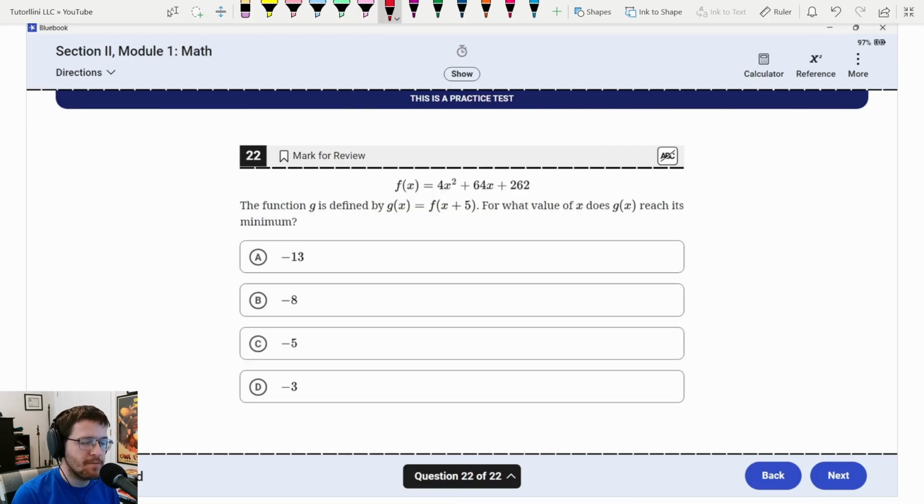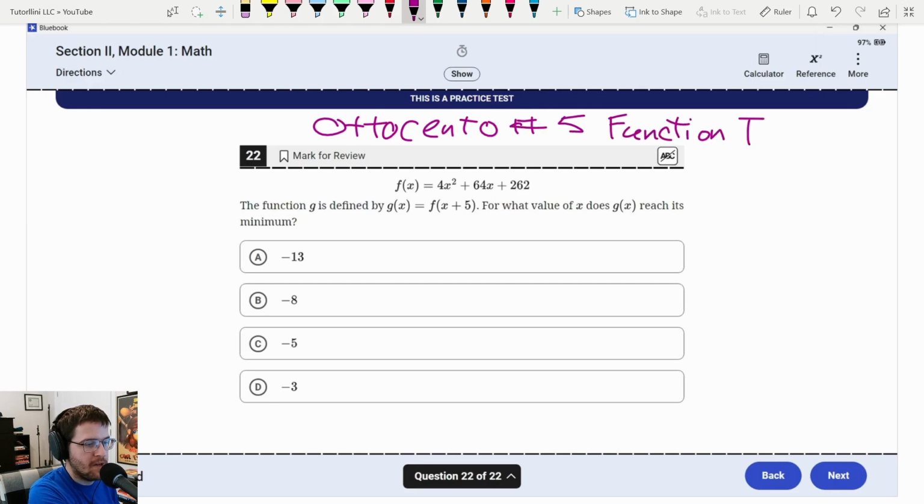Okay, question 22. I go over this a lot in my Ottocento number 13 on basic quadratics. However, you also need to know function translations, so I'll put more emphasis on that, because that's probably more important. Most people probably remember the basics of quadratics from school. Anyway, this is a terrible question to do by hand, but let's do it anyway really quick.